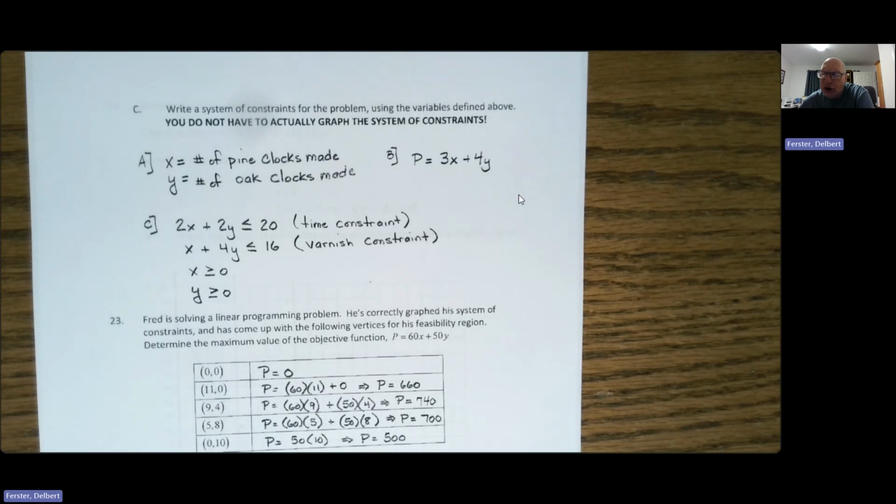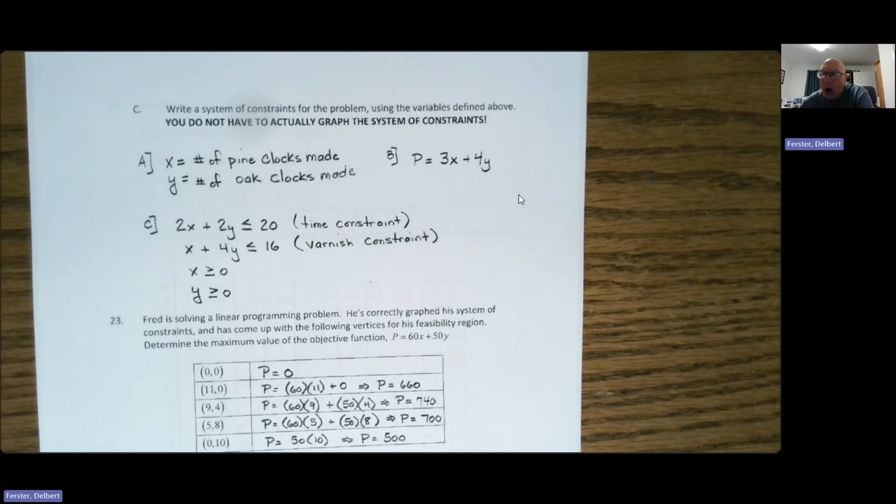All right, the constraints, which is what we're asked to do in part C, and we're not asked to do any graphing. We're simply asked to come up with constraints. If you remember from the original problem, there's a constraint dealing with time. It took 2 hours to make each of the pine clocks. It takes 2 hours to make each of the oak clocks, and the maximum time allowed for work was 20. So if we go 2 times X, where X is the number of pines, plus 2 times Y, where Y is the number of oaks, that total hour commitment must be less than or equal to 20, and that's our first constraint.